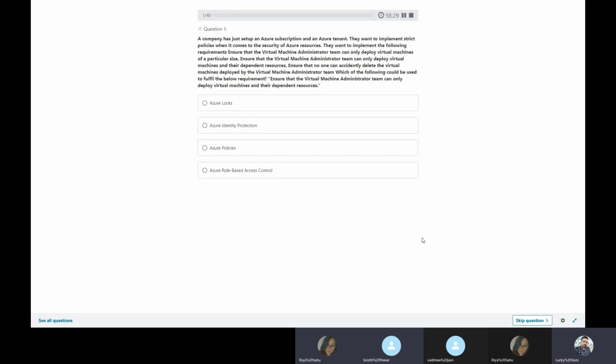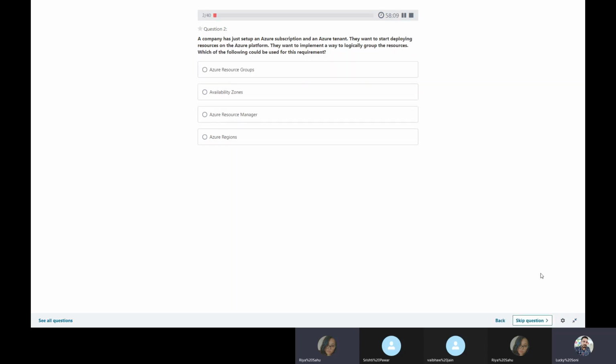Role-based access control. Yeah, it will be the role-based access control only, because we would like to have the administrator team only deploy the resources, delete the resources, so whatever they would like to do, only administrator people are allowed to do it. That's why it will be the role-based access control only. Okay, perfectly fine. Question, please.